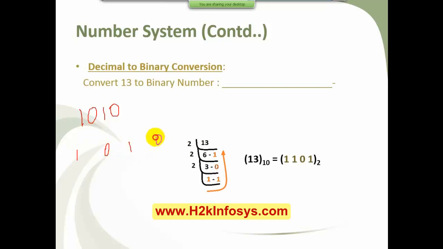1010, and then 0 into 2 power 0, and then here 1 into 2 power 1, and again 0 into 2 square, and then 1 into 2 cube. Then I have to add all these things, so be careful while adding. 0 into 2 power 0 is 0, 0 into anything is 0, plus 1 into 2 power 1 is 2, plus 0 into 2 square is 0, plus 1 into 2 cube. 2 cube is 2 into 2 into 2, which is 8. So the answer is 10.